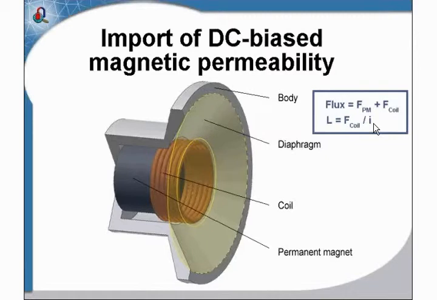With DC to DC import, it is possible to divide the problems. First, we calculate the saturation level caused by the magnet, and in the second problem we switch off the magnet and calculate the flux from the coil.